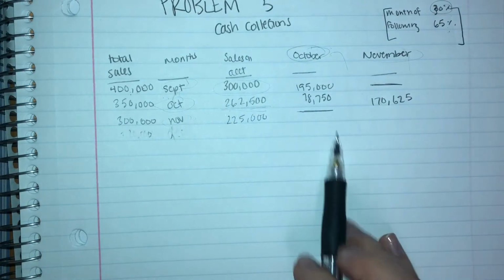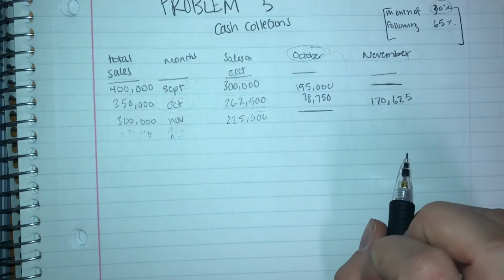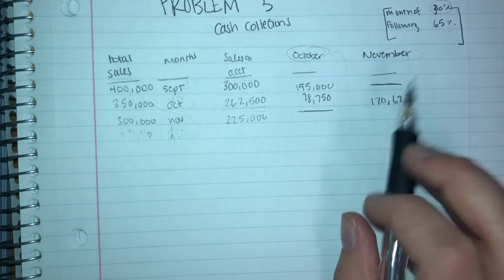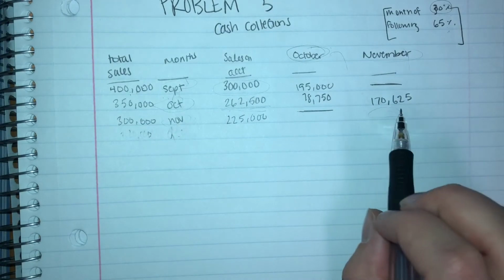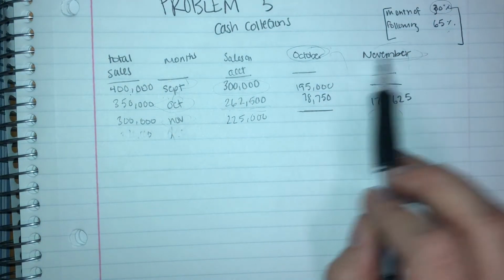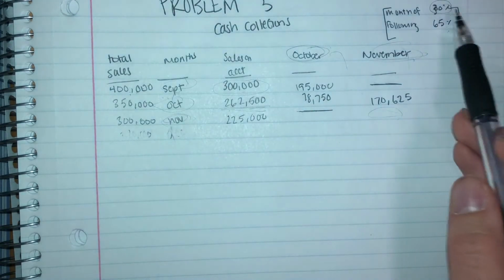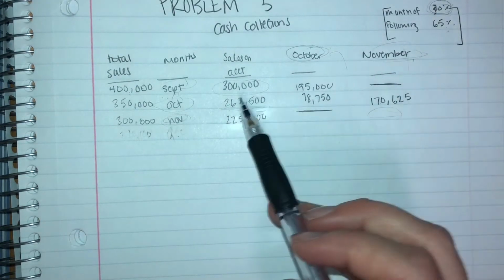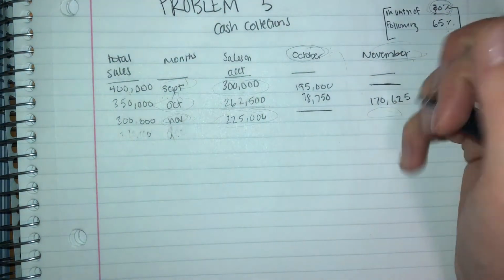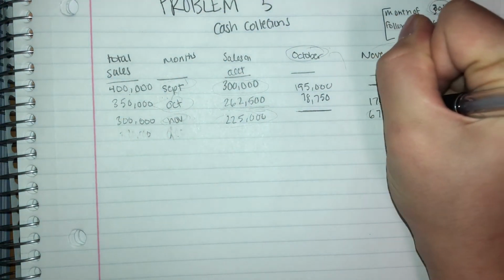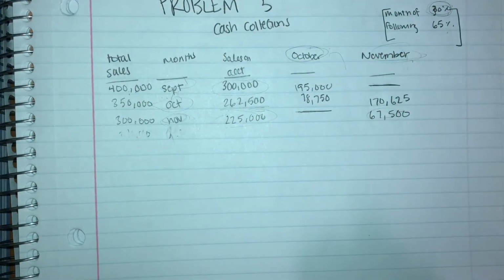So I'm just going to put a dash through there because we're not going to pay anything for October. For November, we are going to pay in November. So what we would do is that November does equal November, so these months are the same months, which means it's the month of. So we'd multiply the 30% times the 225,000, and that gives me 67,500.